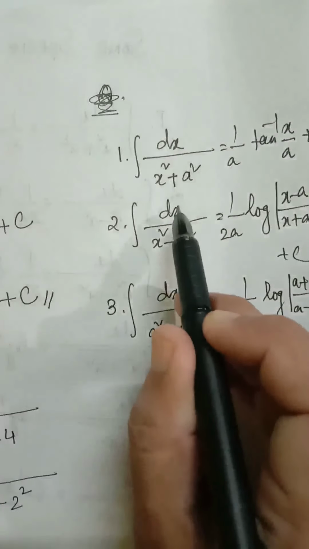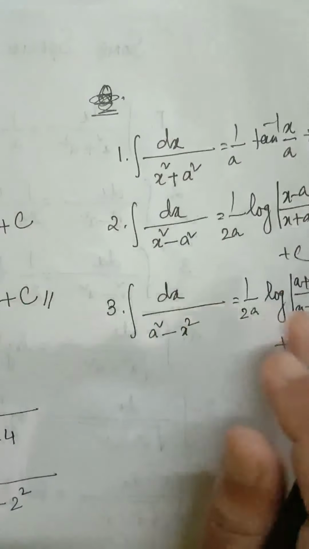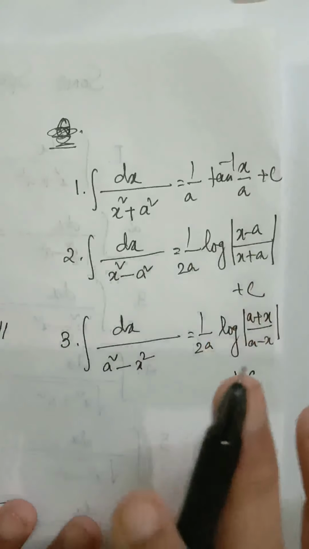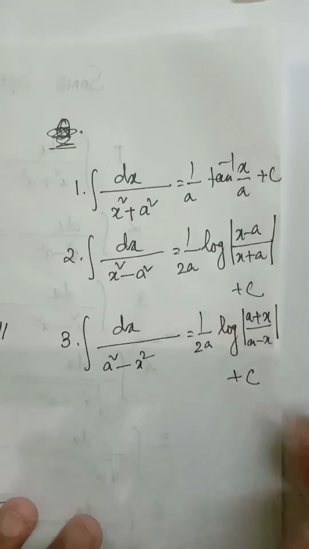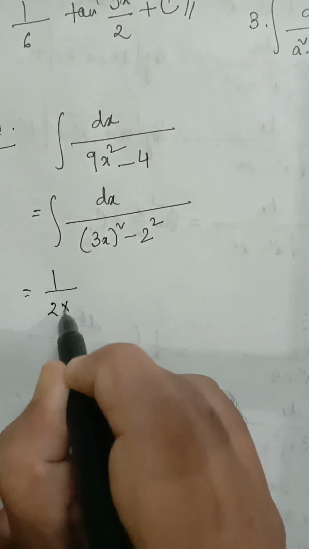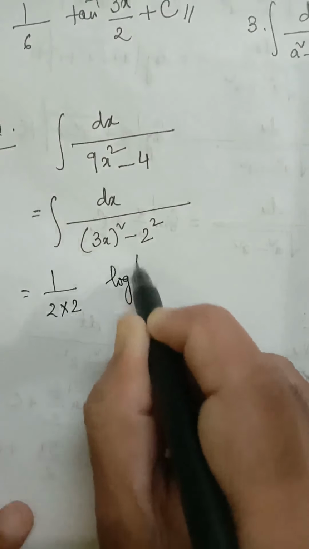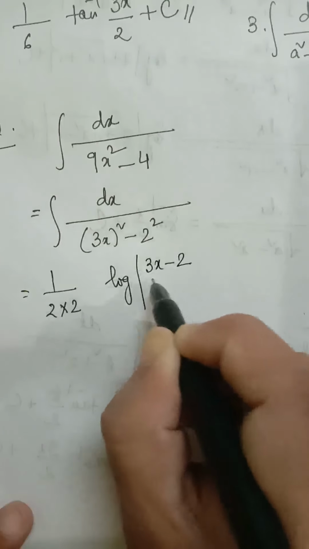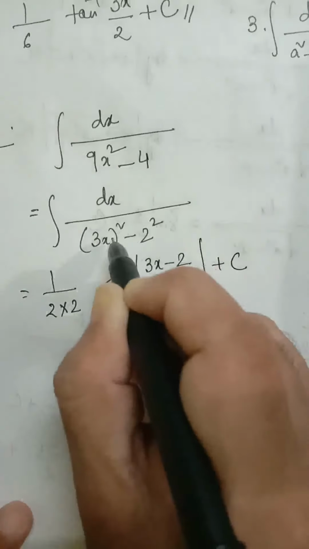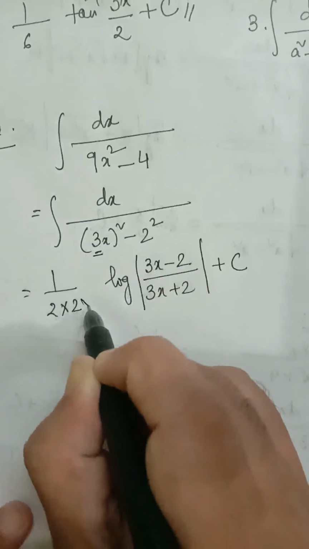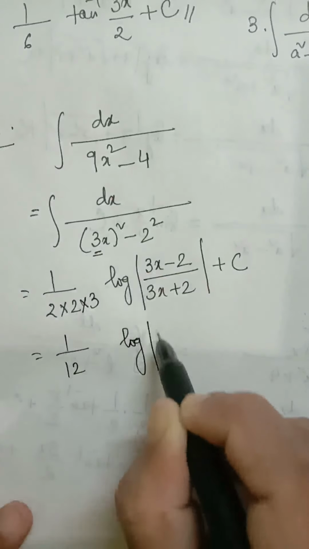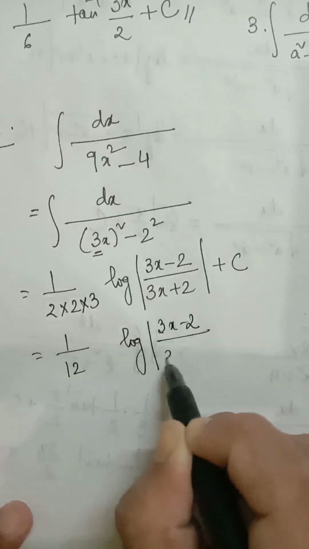We know the integration of dx by x square minus a square is 1 by 2a log of (x minus a) by (x plus a). The formula you have to remember. These are very important. So its integration will be 1 by 2, into 2, log of (x minus a) by (x plus a). But we should not forget the coefficient of x. The coefficient of x is 3, we have to divide by 3 also. So it will be 1 by 12 log of (3x minus 2) divided by (3x plus 2).